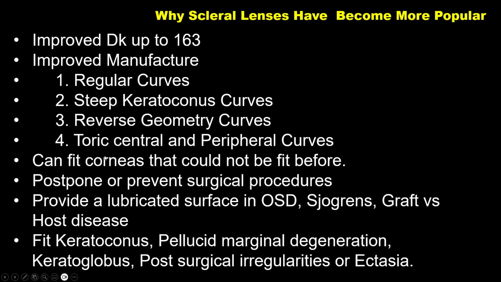So you have both the toric and different versions or different designs. They can fit corneas that could not be fit before with a regular or conventional RGP. And it can be used to postpone or prevent surgical procedure. We shall see that also. And the good thing also, which makes it very helpful in managing cases that result in ocular surface disease or corneal dryness or anything that will expose the cornea, is that it is ideal for it. Of course, we'll say that in the indications, and I won't bore you with this slide now. We'll go.